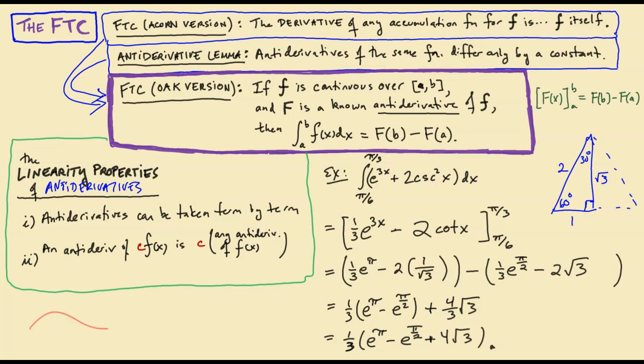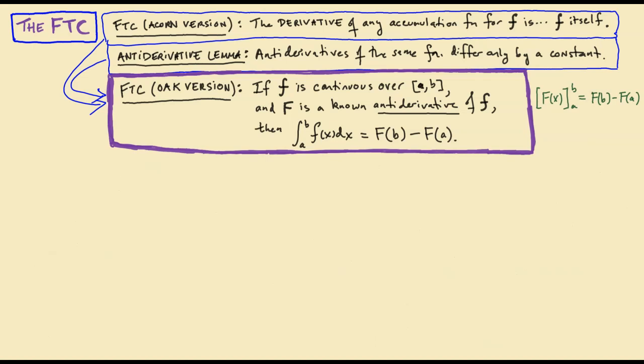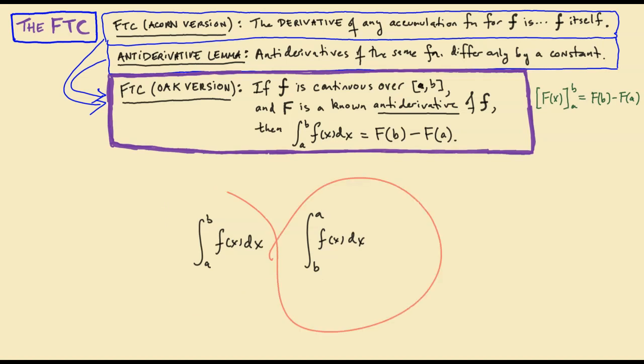I want to mention one other algebraic property of integrals, which is sometimes a useful thing to know. So consider a general integral, and let's think about what would happen to it if we were to swap the boundaries of integration so that we ended up with this. So instead of integrating f from a to b, we would integrate f from b to a. What's the relationship between those two integrals?